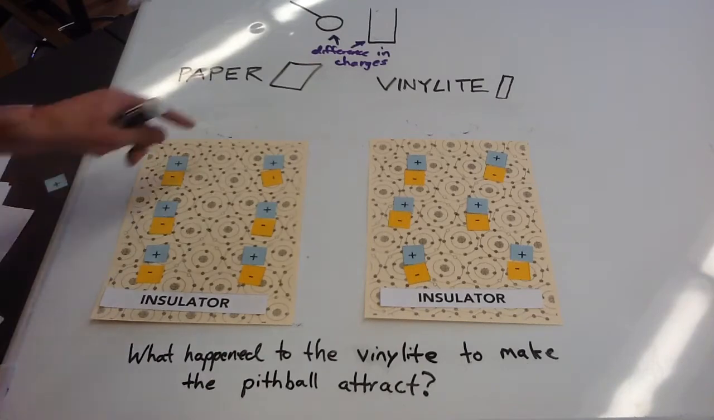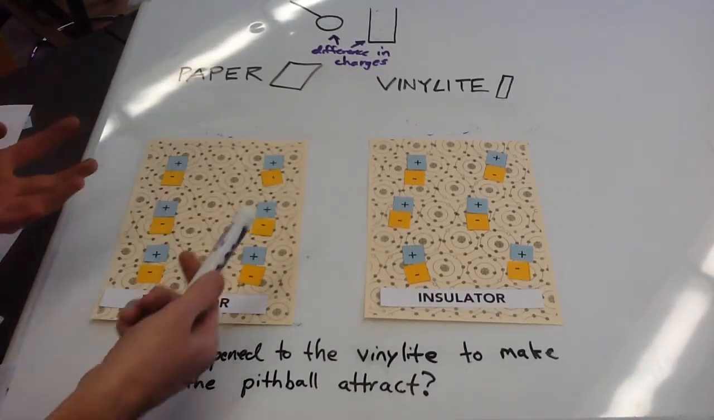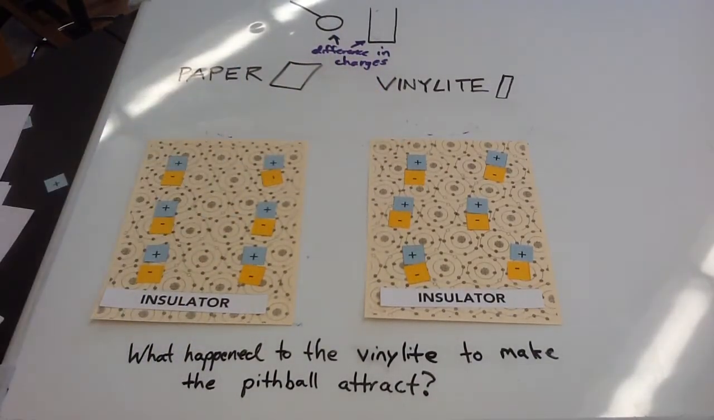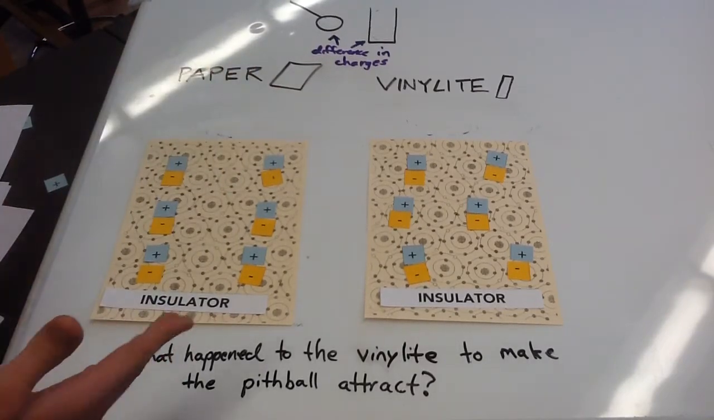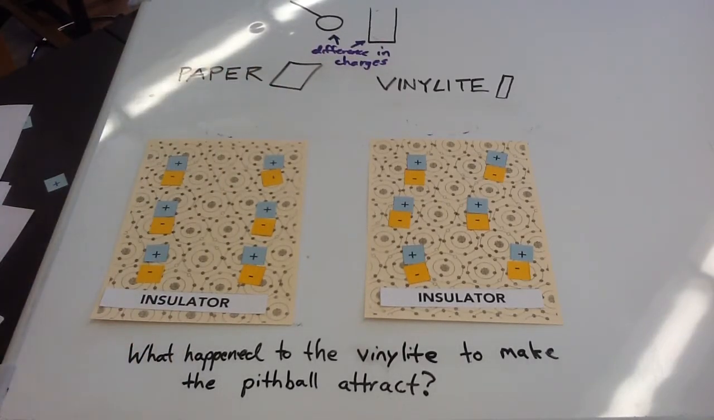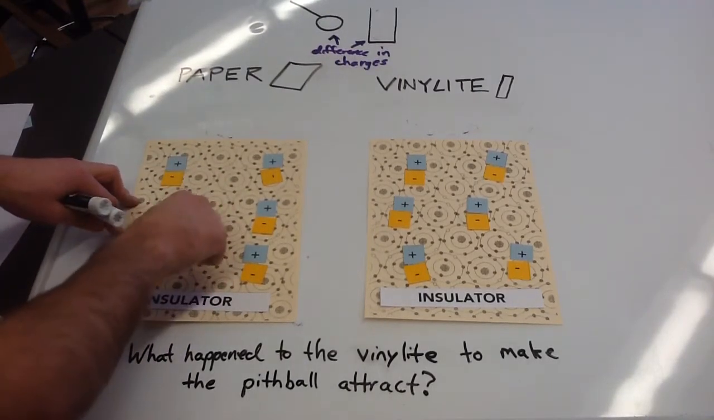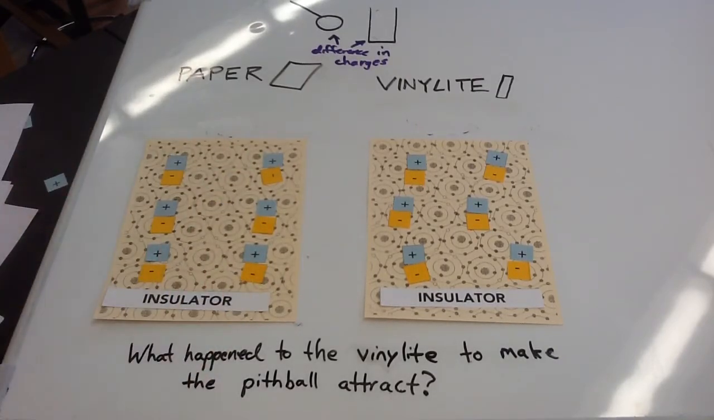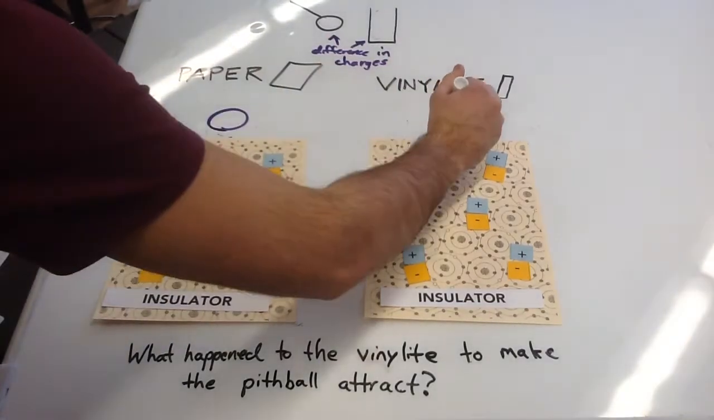All right, well, what we did before we took that Vinylite and put it next to the pith ball is we rubbed it with paper. And so it was what was going on in the interaction between these two objects that did something to the Vinylite. I have paper, which is an insulator, and Vinylite, which is also an insulator. So these are two insulators, and I'm showing that by putting them on a background where the atoms of this material have a very filled electron shell, so it makes it difficult for electrons to pass through that material.